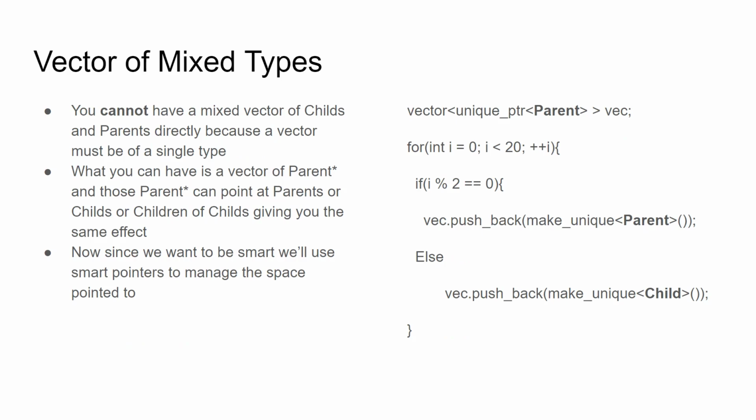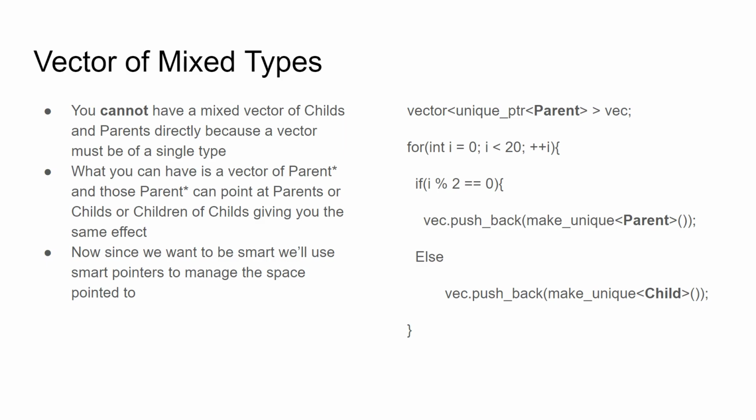So you can't have a vector of mixed types, so you can't have a vector of children and parents, but you can have a vector of parent pointers, and the parent pointers can point to parents, and they can point to any of their children. And again, we'll use smart pointers to probably manage the space. So a vector of unique pointers to parents, and again, just like you saw with the shapes, we make one person be a parent, the other person be a child. We would alternate. Again, that parent pointer can point to both.